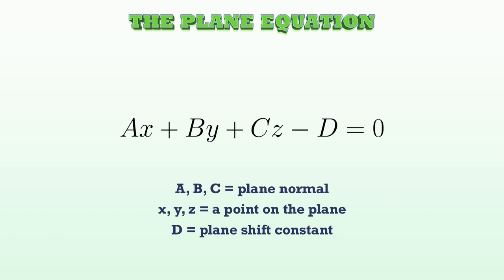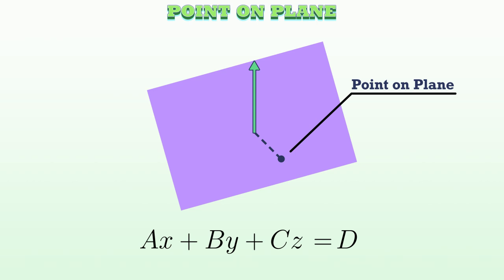The plane equation has the form a times x, add b times y, add c times z, minus d equals 0. Vector components a, b, and c define the surface normal, whilst x, y, and z represent a point that lies on the plane. D represents the plane shift constant. The part of this equation before the subtraction operator is a dot product between the plane's normal vector and a point in space. When this dot product equals the shift constant, the point lies on the plane.